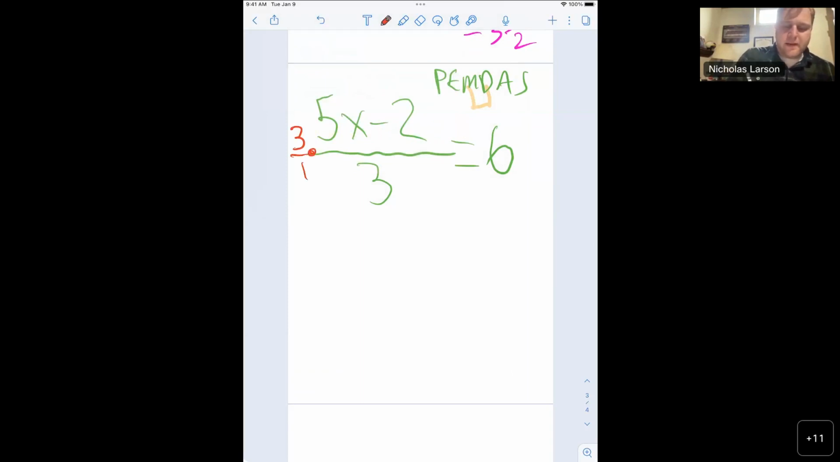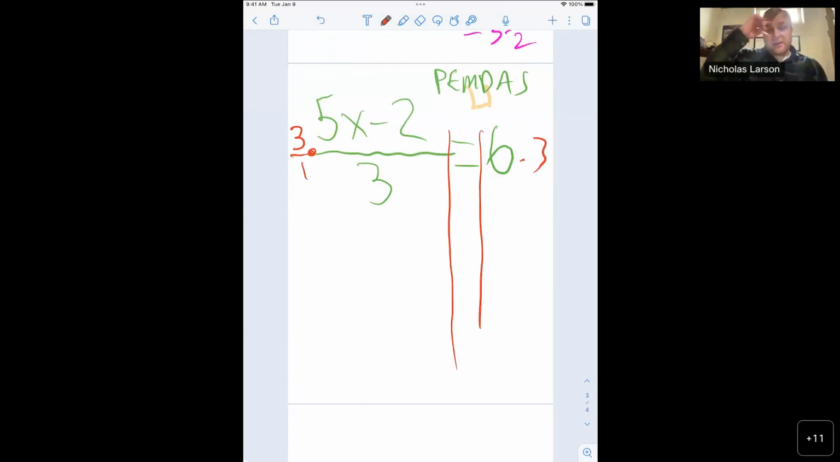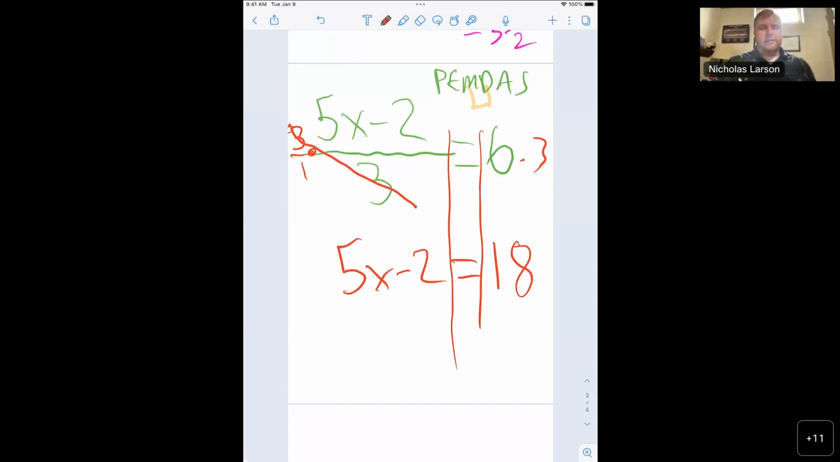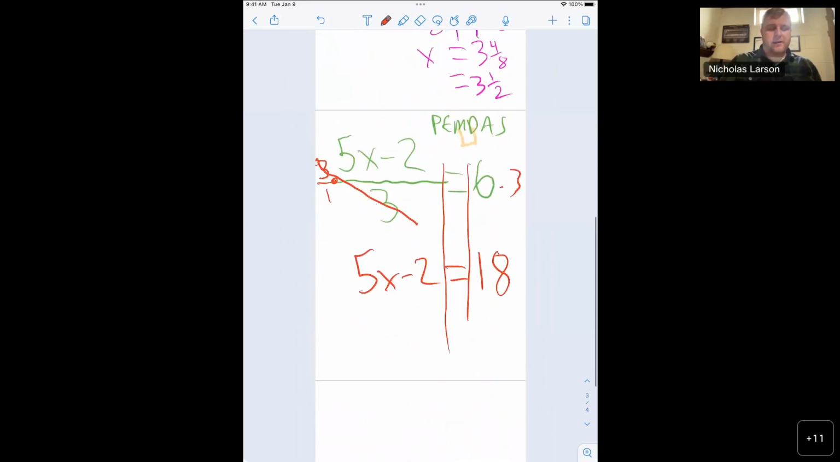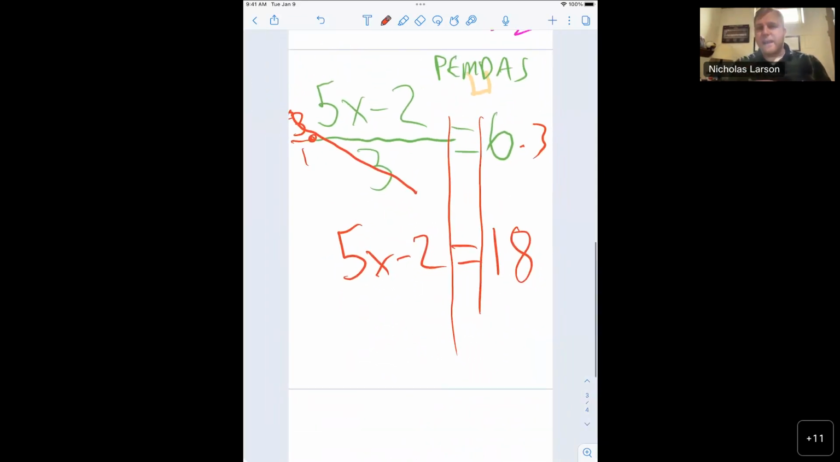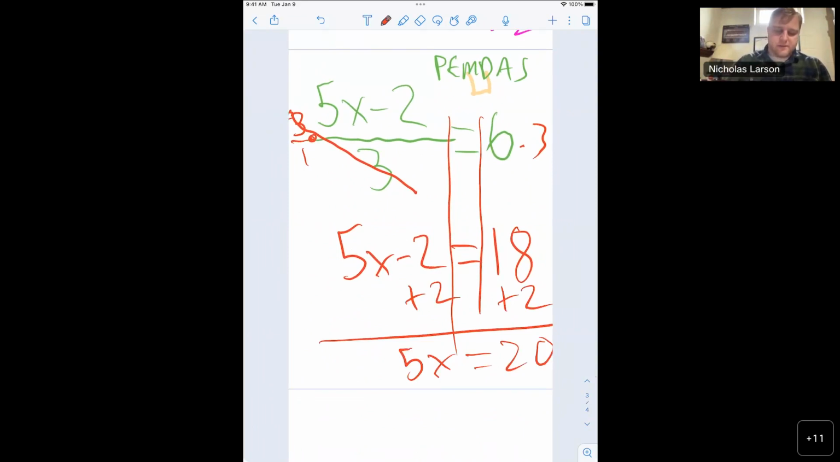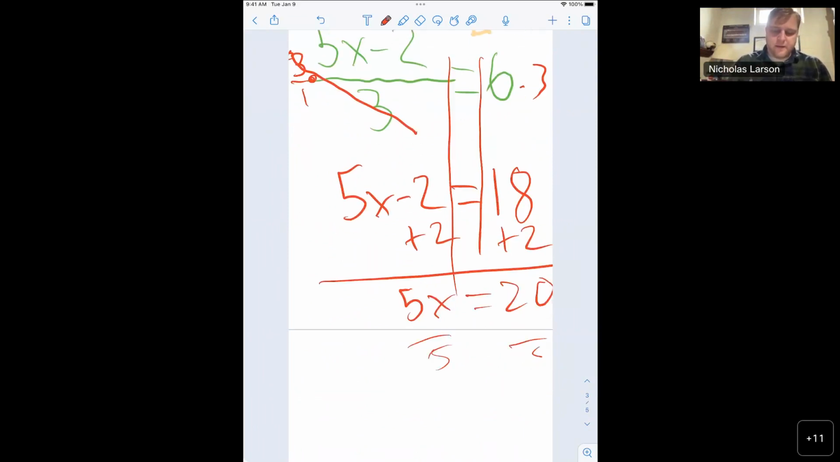3 over 1. And I need to do that. If I do that on the left, I need to do that on the right. So 3 divided by 3, that cancels out. All I'm left with is 5x minus 2 equals 6 times 3 is 18. Now this looks just like the problems we've already solved. Now that I've gotten rid of that fraction, I can simply do my inverse operations and get 5x equals 20, divide by 5, and get x equals 4.